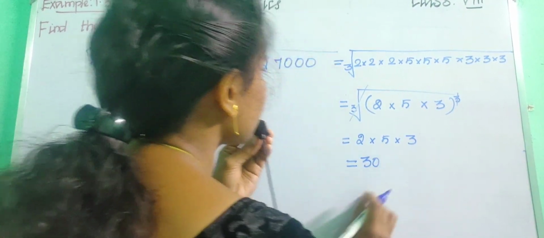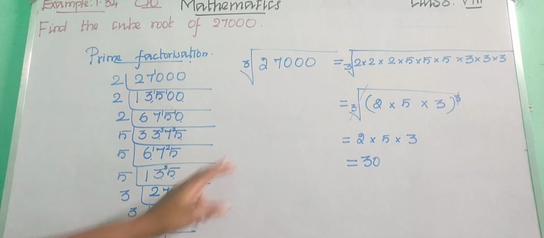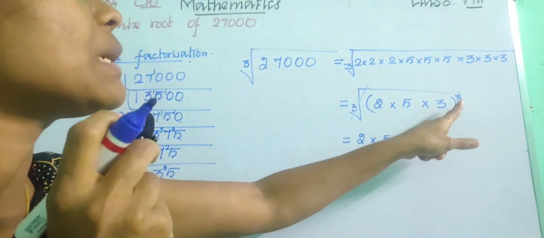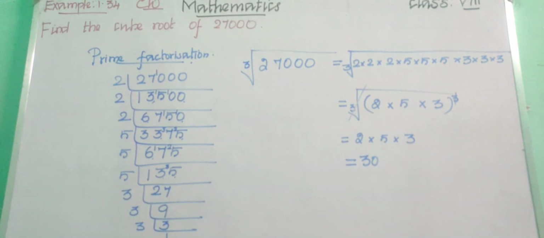Okay, so what is the cube root of 27,000? It is 30. Okay, children, copy it in your classwork notebook. Simply, we find out the prime factorization, and we list all the prime factors of that 27,000 inside that cube root, and at the last we got the cube root and the power 3, so that we just cancelled each other and we got the answer as 30.